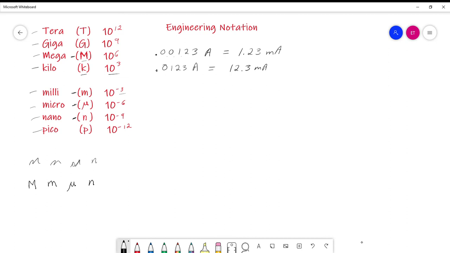Maybe we can do an example of a large number. Let's say I had a large amount of voltage. I don't know, let's say I have 1,256 volts.